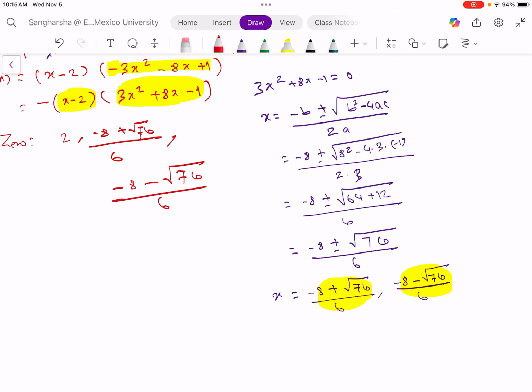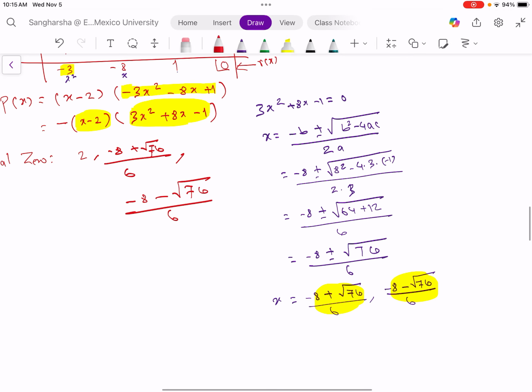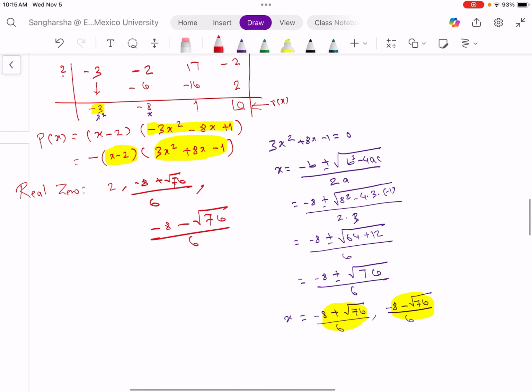So if you can factor, it's going to be easy, but sometimes you may not be able to factorize that quotient in a quadratic form. If that is the case, use the quadratic formula, and the solutions for x will be the real zeros. Any question for this example? Now let's go to our next section.